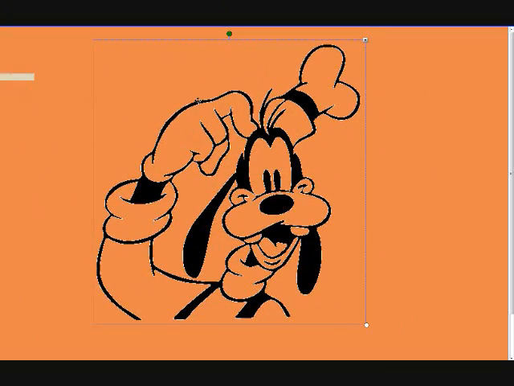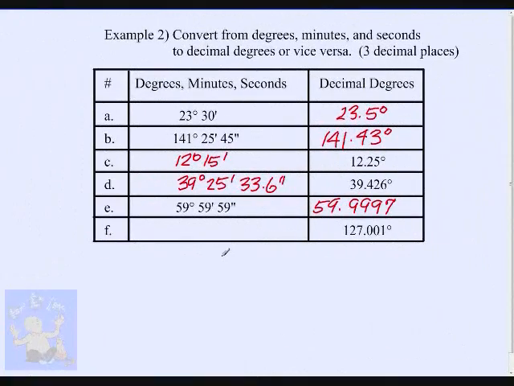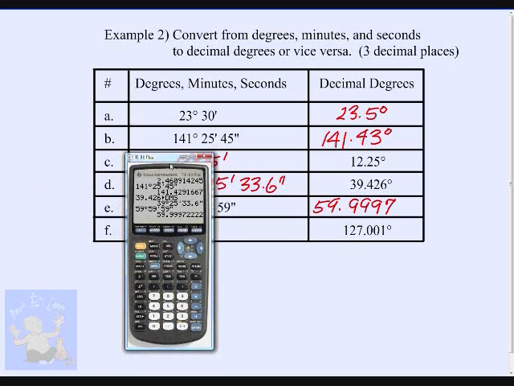Okay, here's a little challenge for you. Can you spot the goof? It's coming up. And this one, it's just the tiniest bit away from being a perfect 127 degrees. So let's put that in. 127.001. Second function in angle. DMS. Hit return. And there it is.